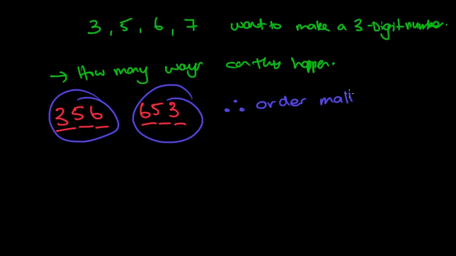The order does matter. The last question it didn't matter because we made a group of 2 or 3 people, and they're in the same group. It didn't matter where I put that person, it was the same group. But in this case, order matters. So this is a permutation.